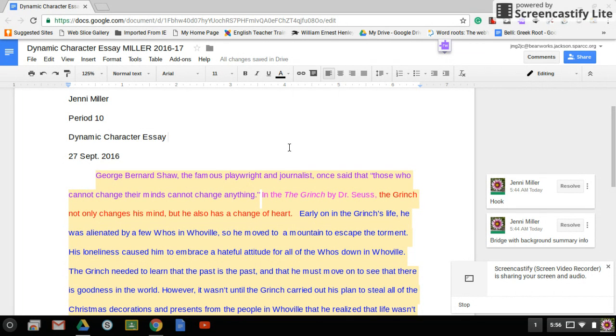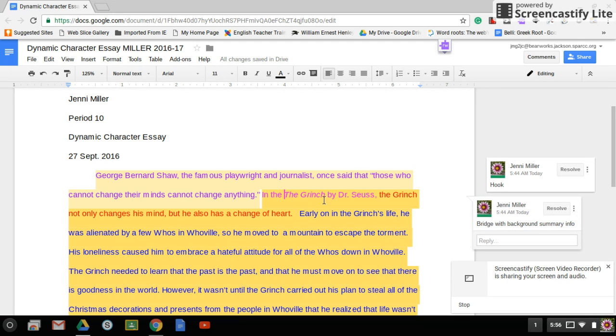Okay, so right now I'm talking about some random playwright and something he said. And so the reader would probably be asking, okay, so what's this essay about? What does that have to do with The Grinch? And I am using The Grinch for my example. Here's where we create the bridge. So I somehow need to connect that hook to the content of the rest of the paper. So watch how I do this. In The Grinch by Dr. Seuss, the Grinch not only changes his mind, but he also has a change of heart. So you can see I connected the idea in my hook to an idea in The Grinch. Also notice that I included the name of the work and the author.